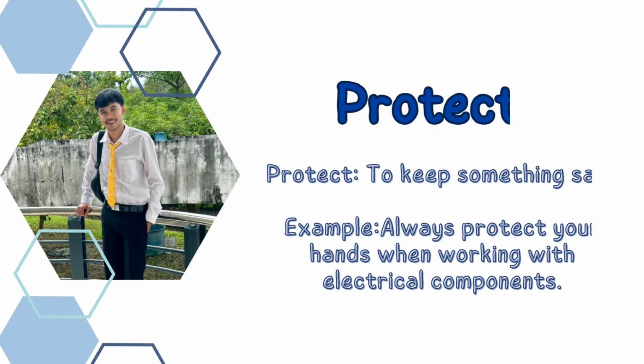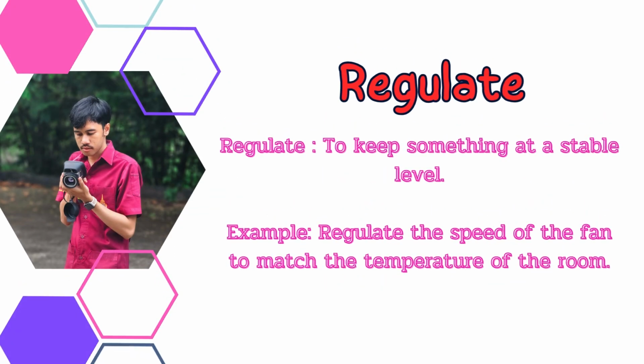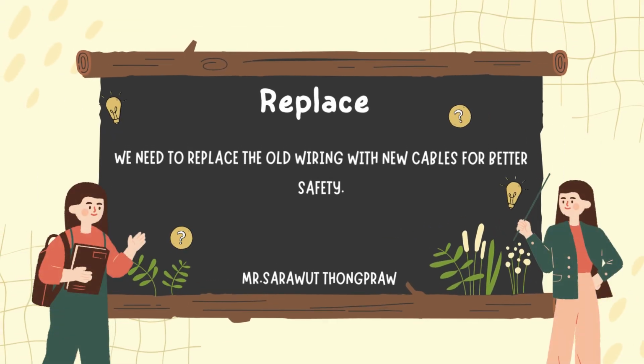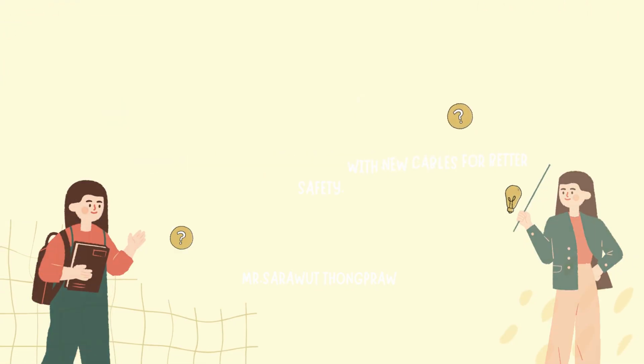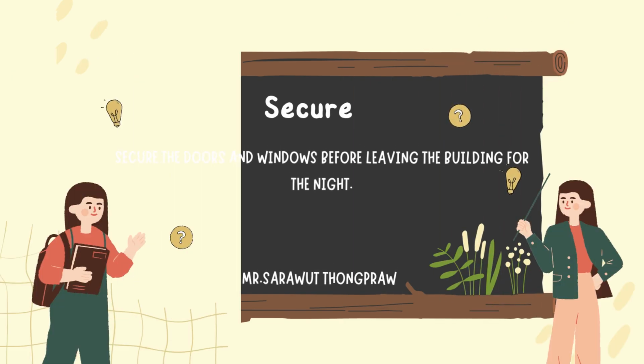Always protect your hands when working with electrical components. Regulate the speed of the fan to match the temperature of the room. We need to replace the old wiring with new cables for better safety. Secure the doors and windows before leaving the building for the night.